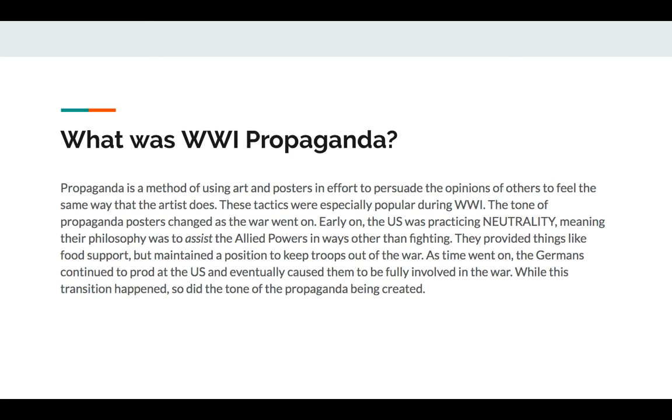Early on, the United States was practicing neutrality, meaning that their philosophy was to assist the Allied powers in ways other than fighting. So they were going to stay home, but do what they could to support them. They did this through providing food, but still maintain a position to keep the troops out of the war. As time went on, the Germans continued to prod at the United States and eventually caused them to be fully involved in the war. While this transition happened, so did the tone of the propaganda that was being created.